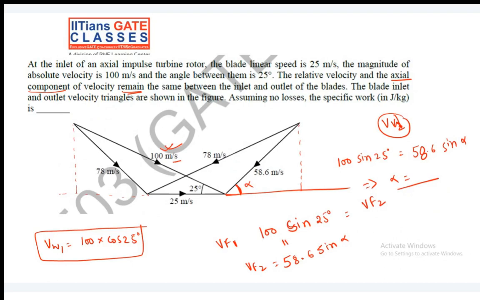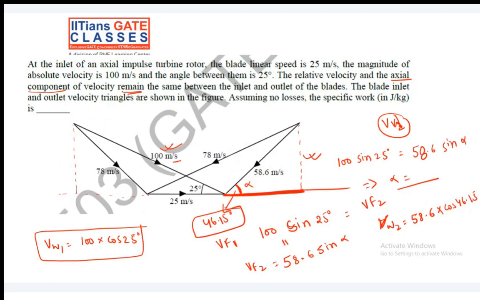This is 46.51 or 15. So this value is 46.15 degree. So once you know the alpha, then you can find out this component, right? Because we need the tangential component VW2. So what will be that? VW2 value is 58.6 multiplied by what? Cos component, cos 46.15, right? So please do that.